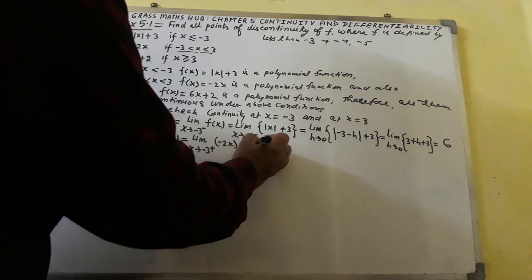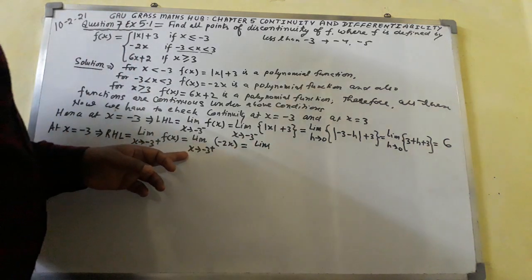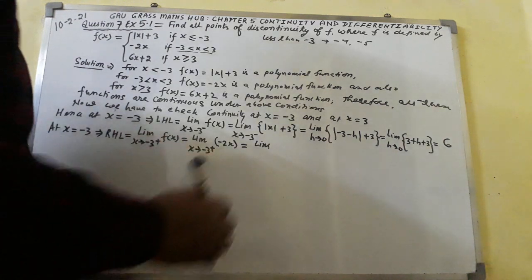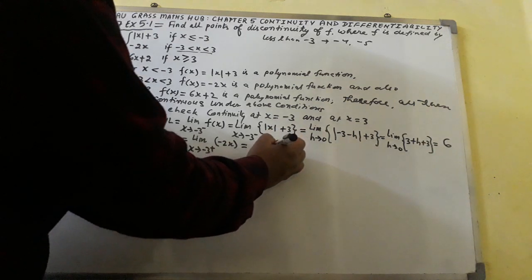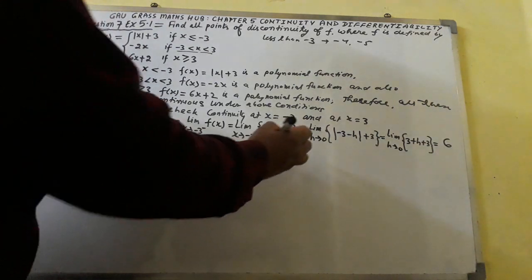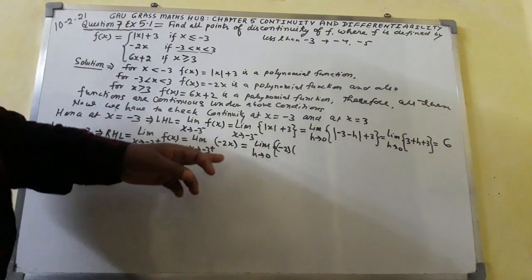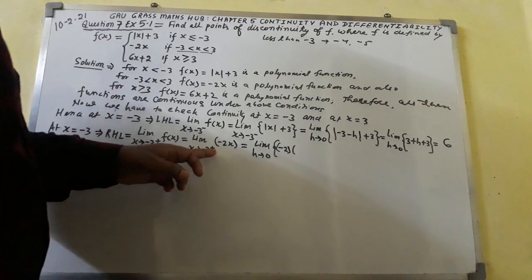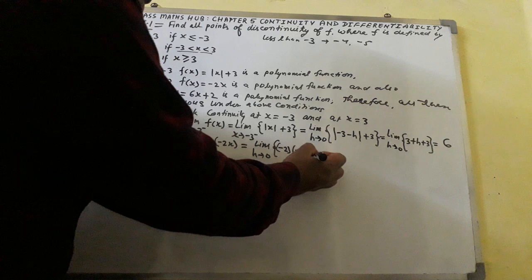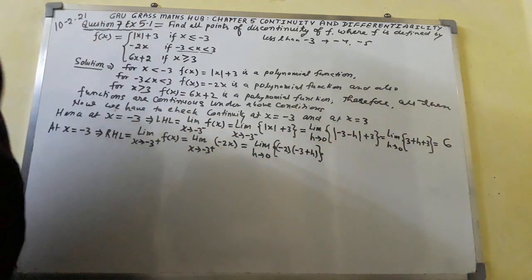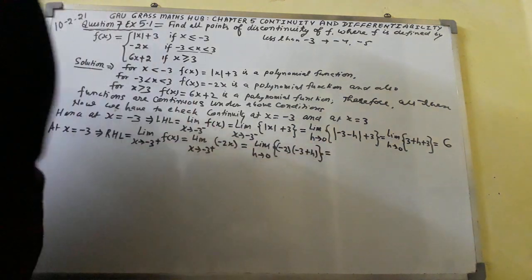This thing will be written equal to limit, in place of x tends to minus 3 positive, I shall write h tends to 0 positive. In this case, open a curly bracket. Here write minus 2, and in place of x, I shall write minus 3 plus h. So here at minus 3 plus h, this thing will be written. So what to do next?